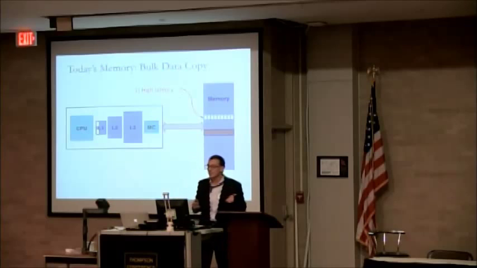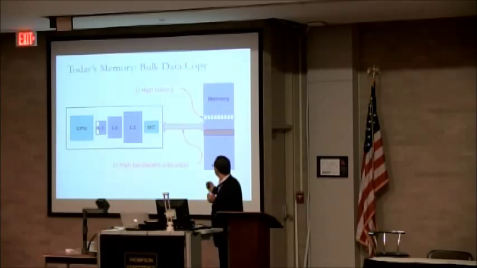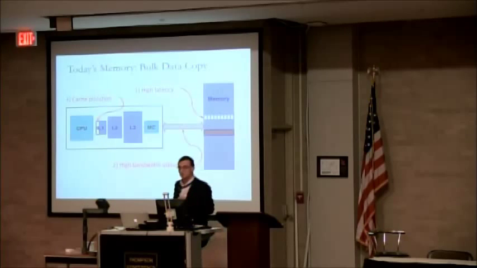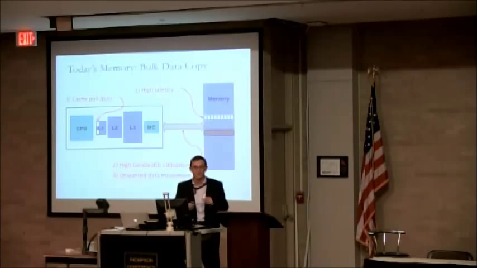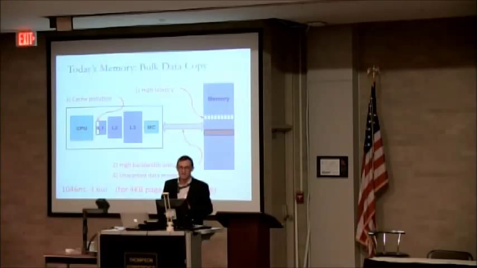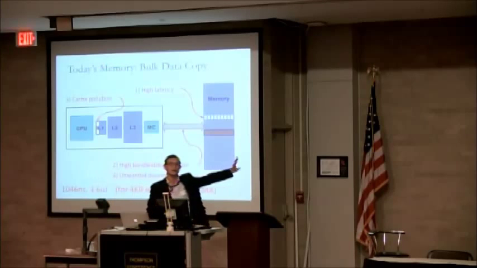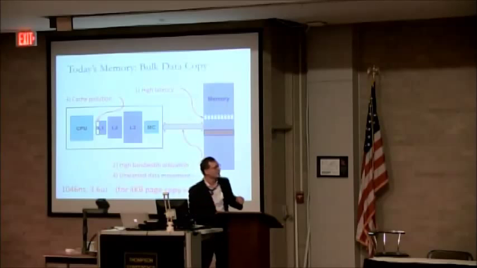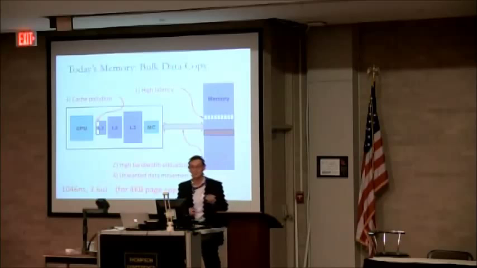This is high latency. It has high bandwidth utilization in a critical system bottleneck. This causes cache pollution unless you do it through DMA, so you can eliminate that. And this leads to unwanted data movement. All you're doing is copying one page to another page. Maybe you're not even touching that page later. As a result, if you want to do a 4 kilobyte copy via DMA, it takes 1,046 nanoseconds and 3.6 microjoules.